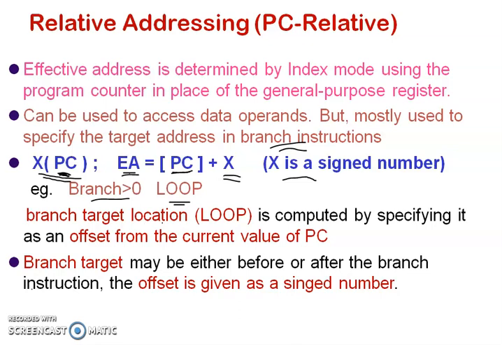The branch target location, that is loop, will be computed by specifying it as an offset from the current value of PC. So how do we jump to this location? It can be set by making use of this X of PC in the instruction. We can see that with an example also. The branch target may be either before or after the branch instruction. The offset will always be given in the form of a signed number.